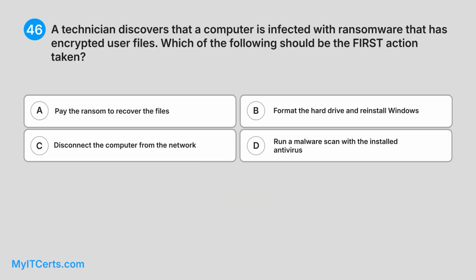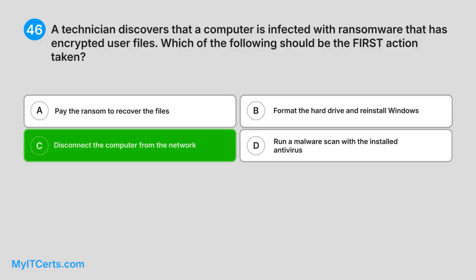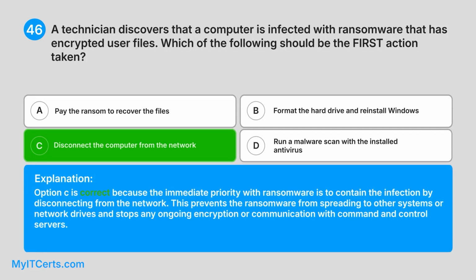Correct answer. C. Disconnect the computer from the network. Explanation. Option C is correct because the immediate priority with ransomware is to contain the infection by disconnecting from the network. This prevents the ransomware from spreading to other systems or network drives and stops any ongoing encryption or communication with command and control servers.